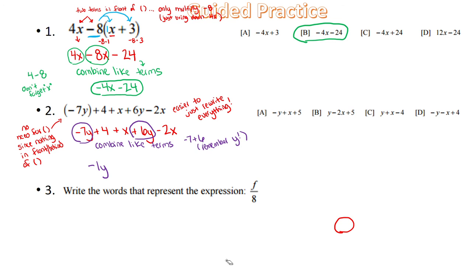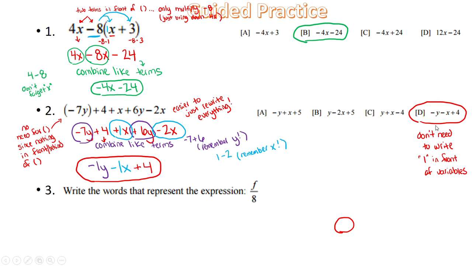Okay, now I need to combine my x's. With my x's, I have to remember that there's really a 1 in front of that x. And then 1 minus 2 in my calculator is negative 1x. Just remember that x. And then finally, the 4, you can just bring that down. All right, this is my answer, but none of those answer choices are there except for D. The only thing different with D is they didn't put a 1 in front of my variable y and x. But that's okay. You don't have to write 1 or negative 1 in algebra. It's just something special about variables in algebra.